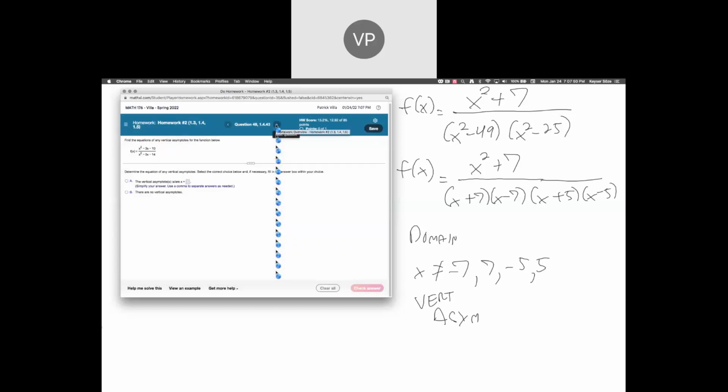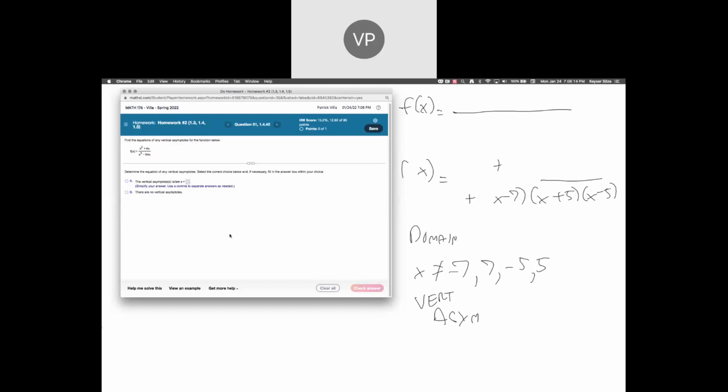Okay, let's check another one of these. Okay, let's try number 51. That's where I was aiming. So now they want us to find equations of any vertical asymptotes of the function. So it's the same thing. Our function is going to have a little bit more powers to it. It's going to have a couple more steps, but it's the same exact idea.